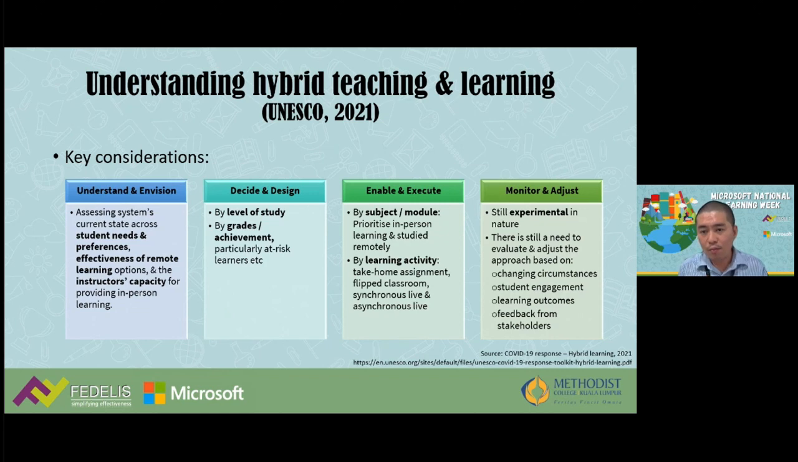And the third one will be enable and execute. For this key consideration, educators, let's look at it in a way that we may need to prioritize in-person learning versus studying remotely. For example, you may want to see if you're teaching a module or subject that is social sciences versus sciences based, and how you're going to incorporate the elements of remote versus hybrid. You need to find out how you're going to balance that as well.